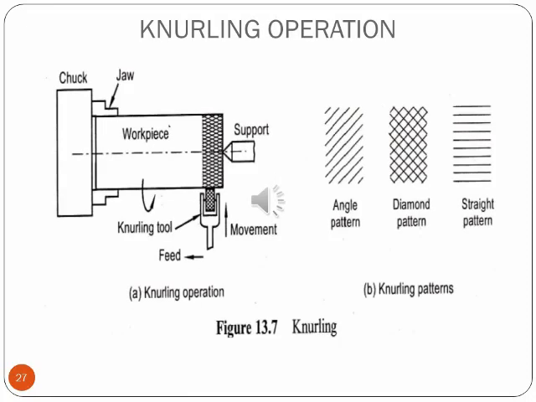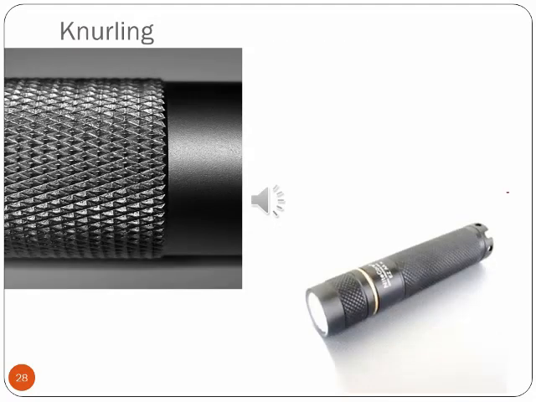So here you can see the knurling operation. The workpiece is fitted on the chuck, it revolves, and the feed is given to the knurling tool, and the knurling tool is impressed on the workpiece. We can have an angular pattern, a diamond pattern, or a straight pattern as per our requirement. This is one more example, a knurled shape. We can see a diamond knurled shape.